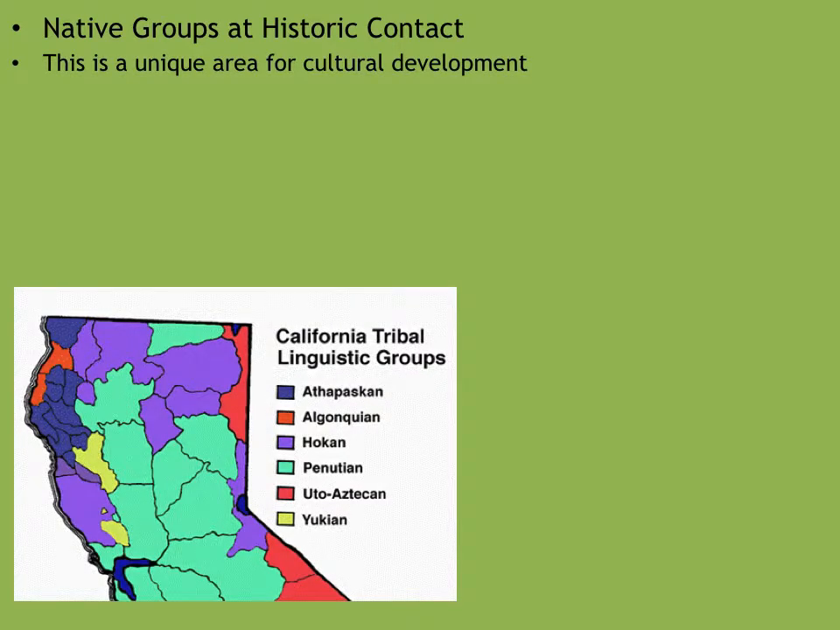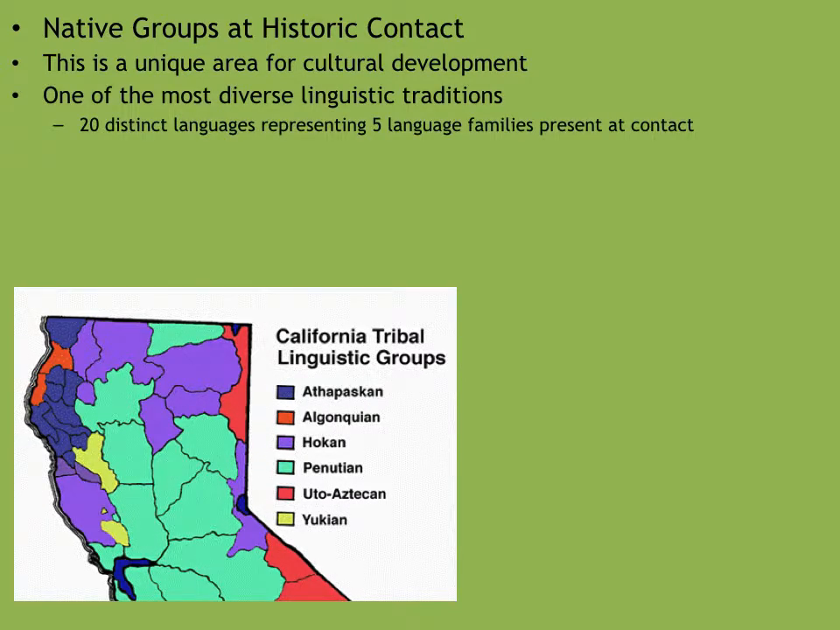One thing that we haven't talked about specifically is what these societies, what these cultures looked like at times of historic contact. So this is just going to give you an idea of how very diverse, culturally and ethnically diverse, linguistically diverse, California was. I mean, each of these areas very, very different. Linguistically, that's probably our closest guide to understand these groups by the language that they spoke at the time of contact with Europeans. So very unique area for cultural development. This is one of the most diverse linguistic traditions that we find in California. There are 20 distinct languages representing 5 language families present at contact.